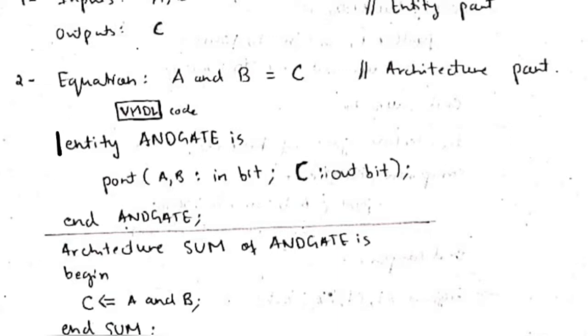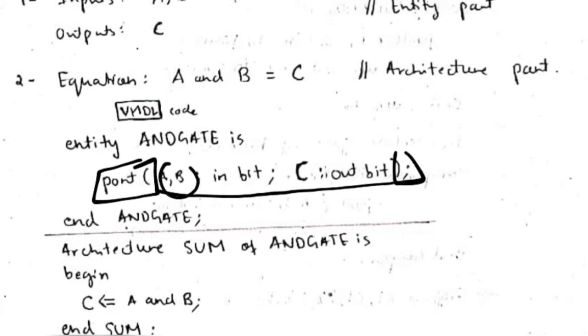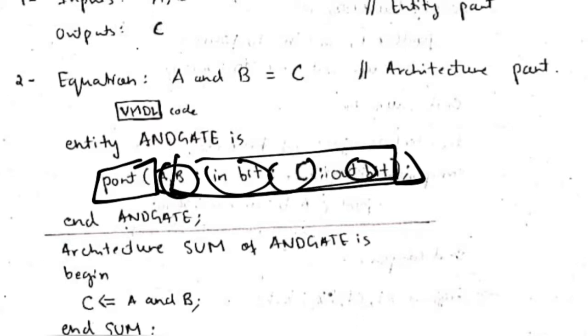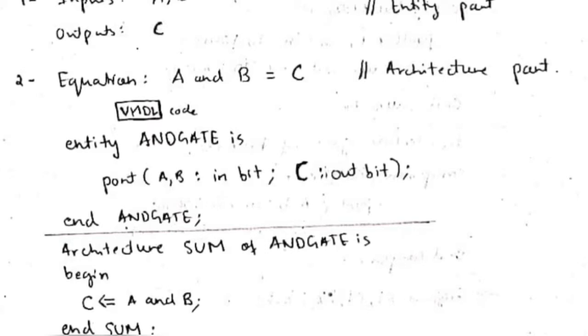You'll start from here, entity AND gate. You can mention any name here, then is. So entity AND gate is, inside this port you will write this. Inside this bracket you will write what are the inputs and outputs. You will write A comma B in bit and C out bit. That's the inputs and outputs which you have mentioned inside the port. Then you will write end AND gate. That's it, that's the entity part.